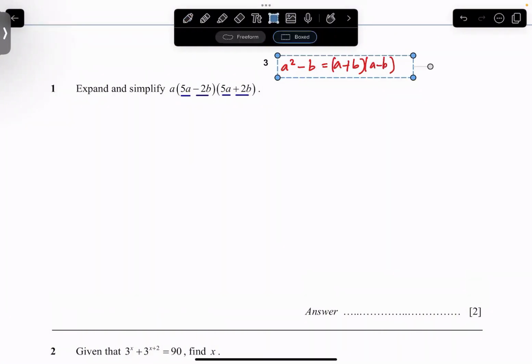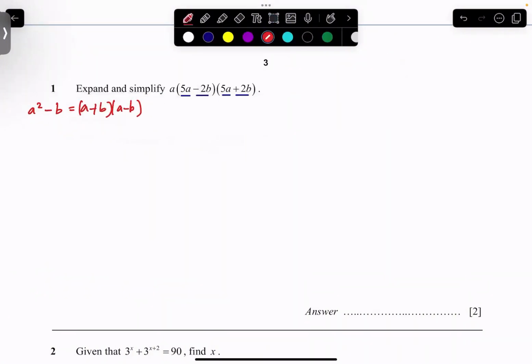Now we need to know that multiplication can be done in no specific order, right? So that means I can leave the a on the other side. I can just extend this part. So 25a squared minus 4b squared. Then distribute the a in: 25a cubed minus 4ab squared.